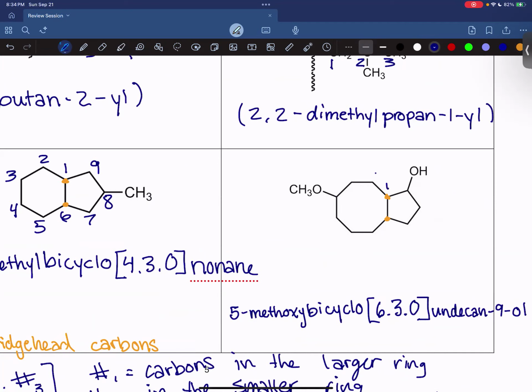And if we went the other way, then this alcohol would be 11. So it would be undecan-11-ol, and 9 is lower than 11. So we would want to prioritize that, if that makes sense. Okay. Other questions at all?